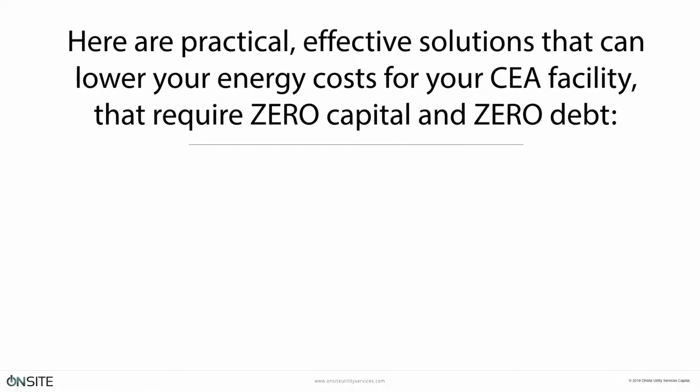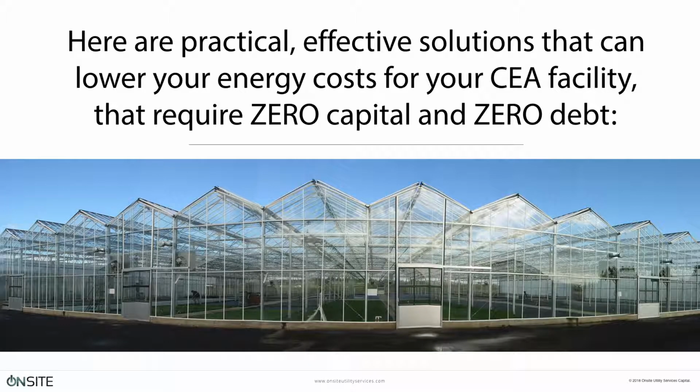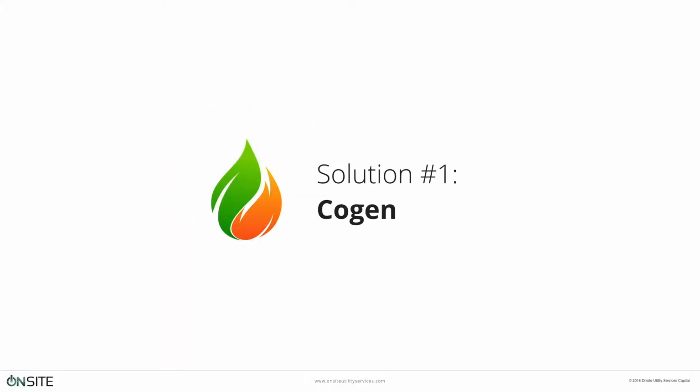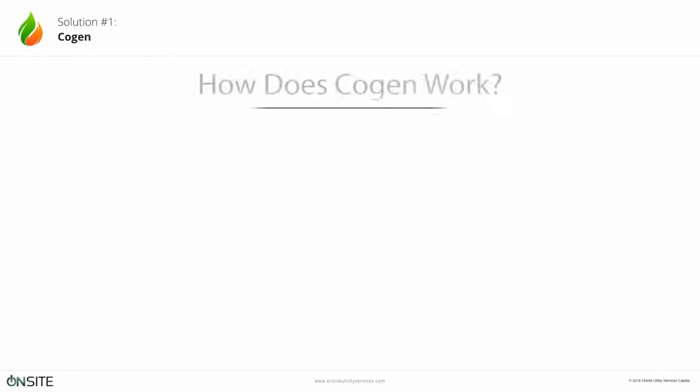So, here are practical and effective solutions that can lower your energy costs for your controlled environment agricultural facility, all of which can be accomplished with zero capital and zero debt. The first solution is cogeneration. So, how does cogen work?